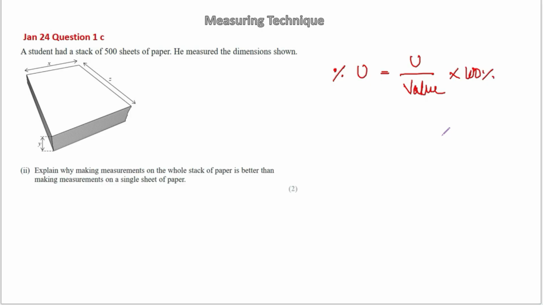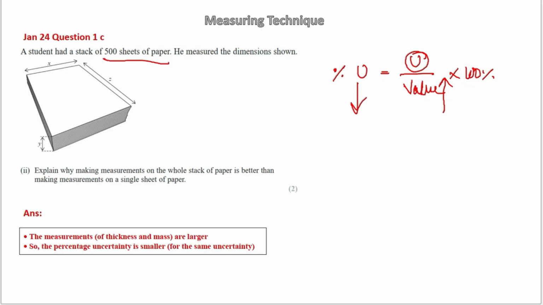times 100%. So the instrument that you are using remains the same, whether you are making measurements on one single sheet of paper or 500 sheets of paper, right? So the resolution of the instrument remains the same. In turn, the uncertainty remains the same. But when you are taking measurements of 500 sheets of paper, the measured value increases. And guess what? The moment the measured value increases, the percentage uncertainty decreases. And this is what we always seek to reduce: percentage uncertainty in our measured values.